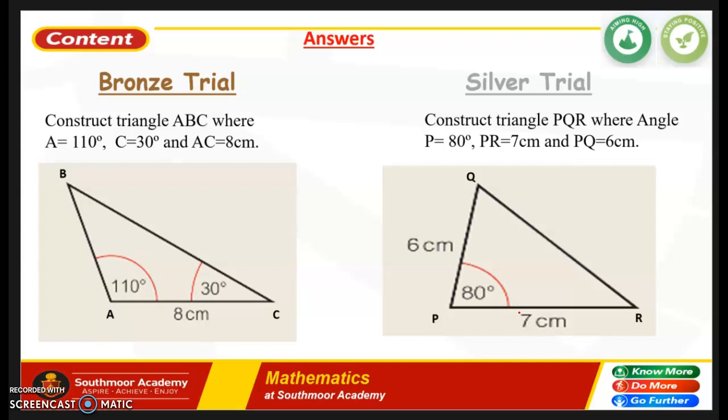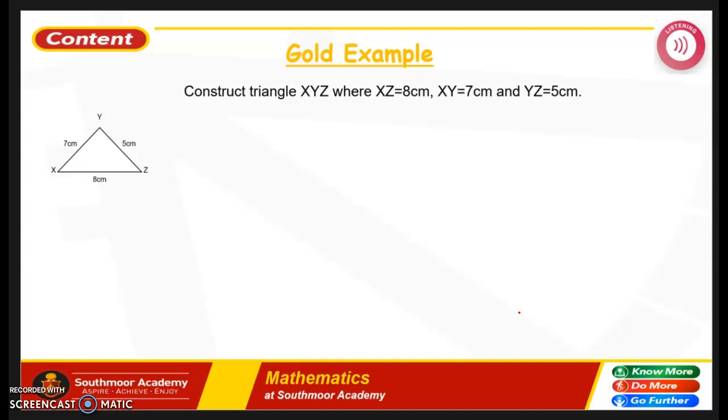Going on to our gold example. Here we have to construct the triangle XYZ, where XZ is 8 centimetres, XY is 7 centimetres and YZ is 5 centimetres. Over here I've drawn a sketch of how the triangle should look when we're finished. Make sure you copy the question down. Pause the video here to allow the students time to copy it down.